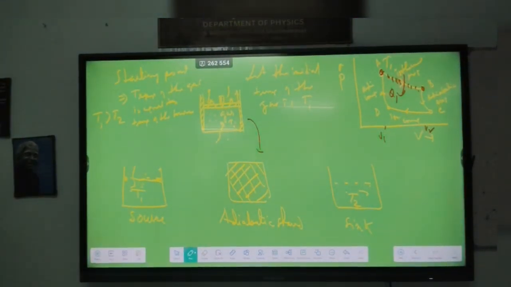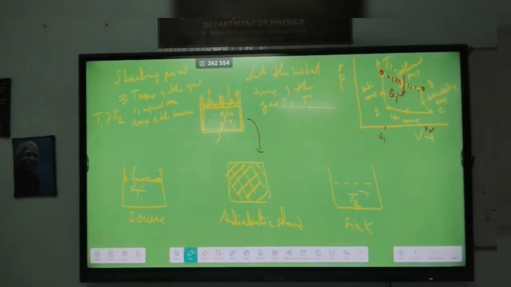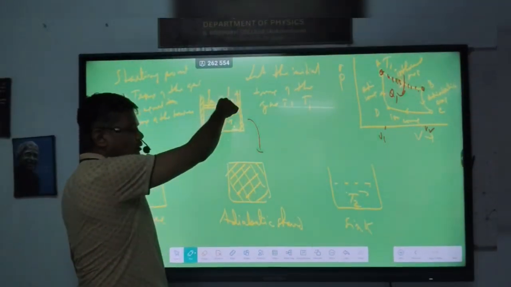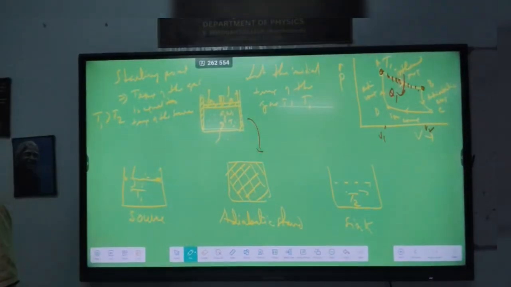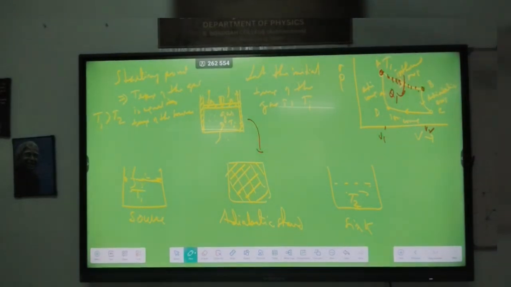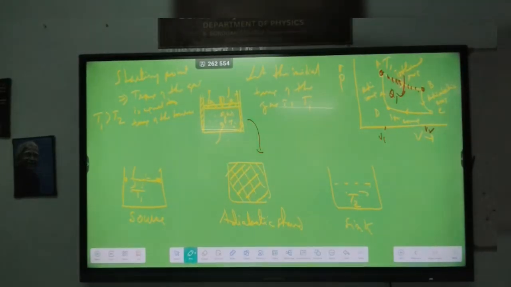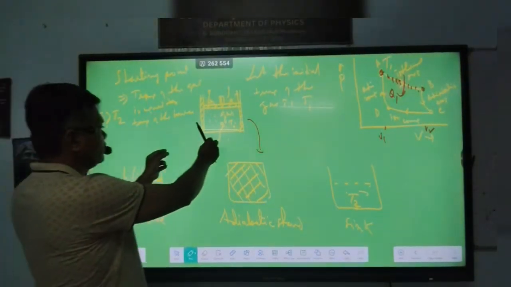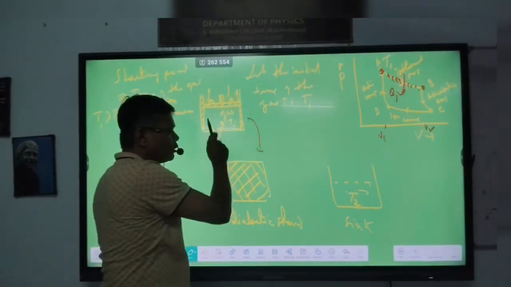Now again I will allow it to expand. Now you expand again, you reduce the weight, and allow it to expand. Now if you expand it, what will happen to the temperature? It will reduce, because now there is no way of giving heat to the gas. If you keep expanding, now there will be a decrease in temperature. So when I place it on the adiabatic stand and allow it to expand, then the temperature of the gas will reduce.